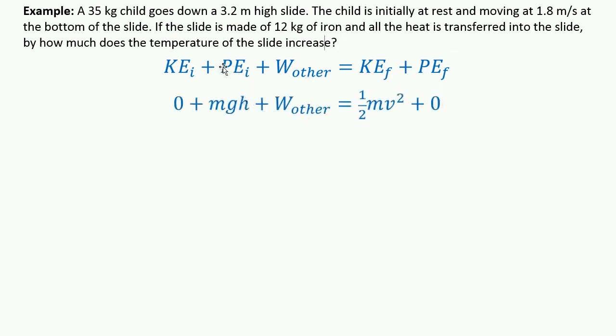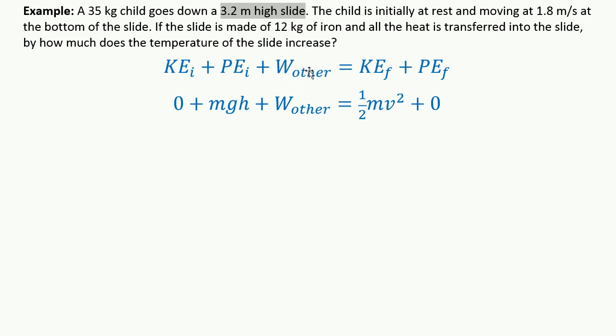Now, in the case of this child, initially at the top of the slide, he is at rest, so no kinetic energy. He does have some potential energy because he has some height, and that is expressed in this formula here. As he goes down the slide, there's maybe some work done by forces other than gravity, which we accounted for here. There's probably some friction acting on this child as he slides down the slide, and friction can do work on him. So we don't know what that work is, but we'll leave it here in the equation for now.